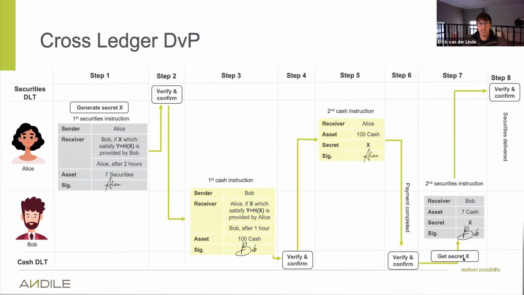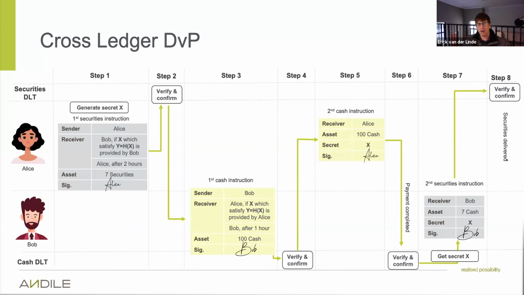So Bob gets the secret X from the cash ledger, and he creates the second securities instruction. Bob states that he will be the receiver of 7 securities, not cash. And he uses the secret that Alice has just exposed. He signs this since he must be the one to provide the secret as stated by Alice in her initial securities transaction. Once he submits the second security instruction to the securities ledger right at the top, the securities ledger can now verify that this is indeed a valid transaction, and the securities ledger state will then be updated. So that will then conclude securities being delivered.